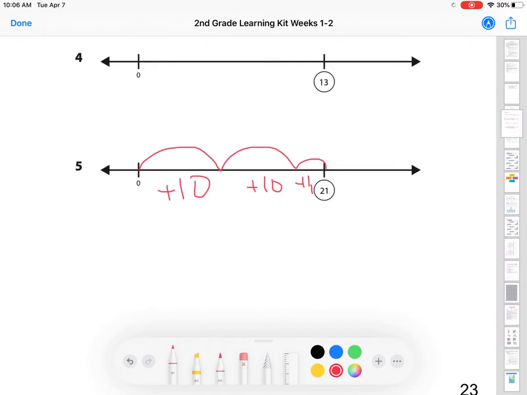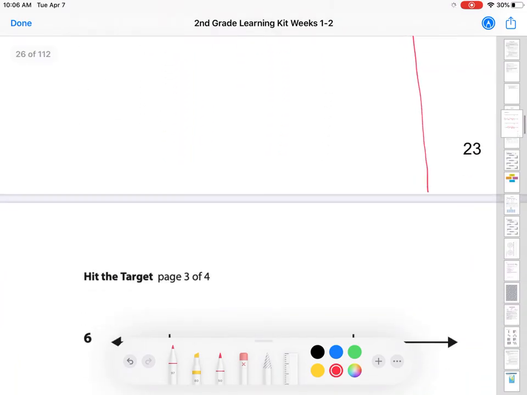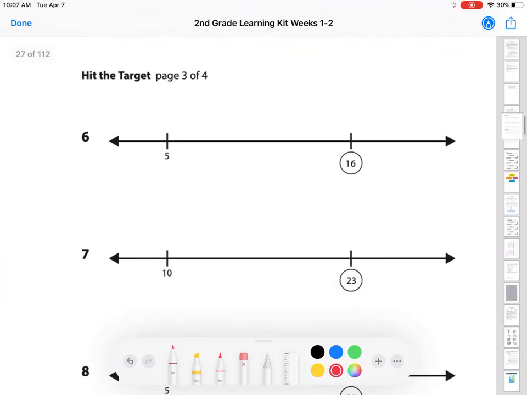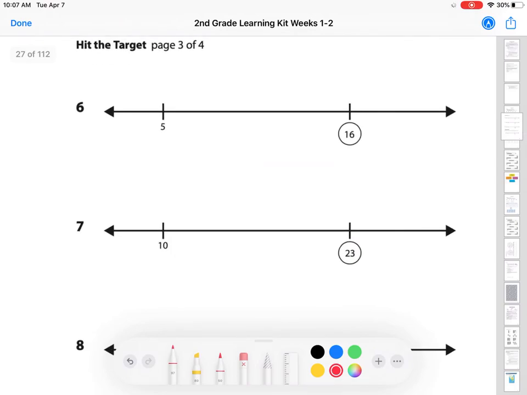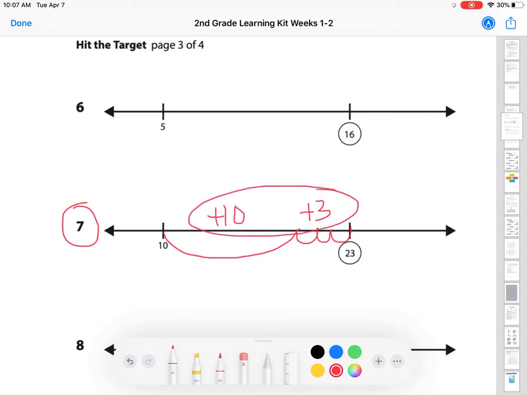The reason for doing problems like this is something that you're building up to down here, where you have some different starting places. So for example, when you're going from, in number 7, 10 to 23, okay. 10 plus a 10 would get me to 20. So there's a 10. And then 1, 2, 3, that gets me to 23. So these jumps then, what I also just figured out is that 10 plus 13 equals 23.